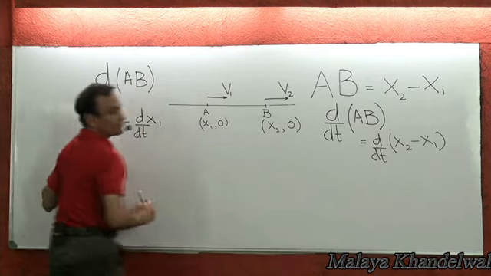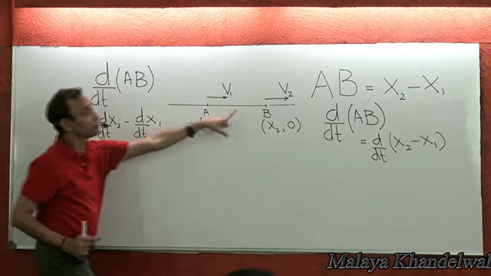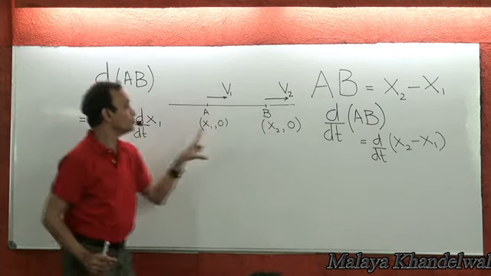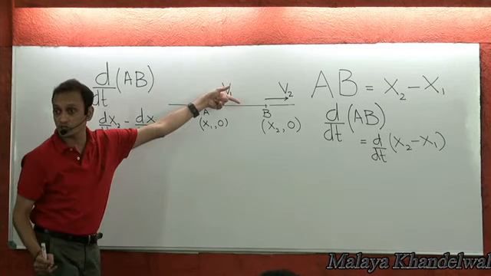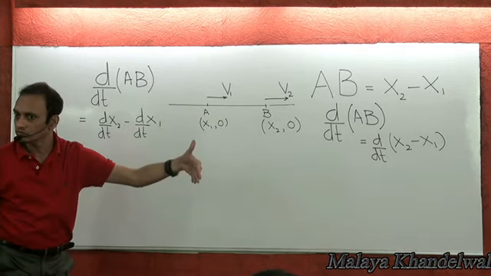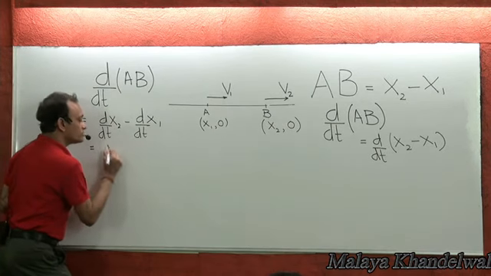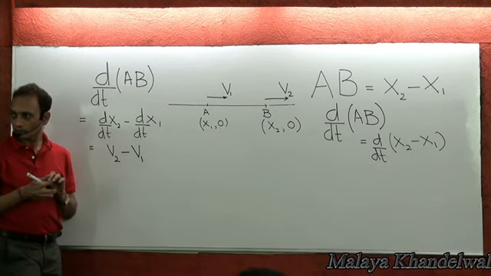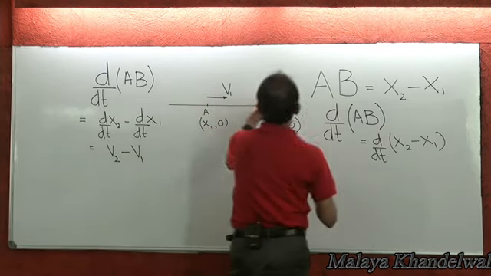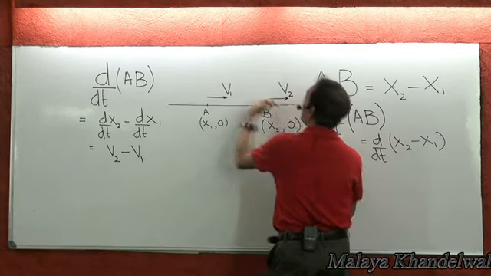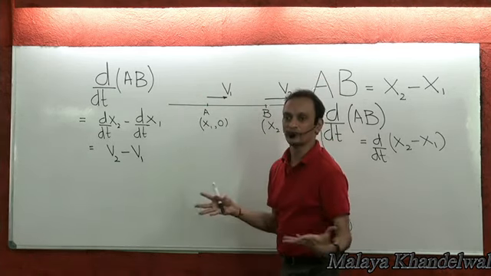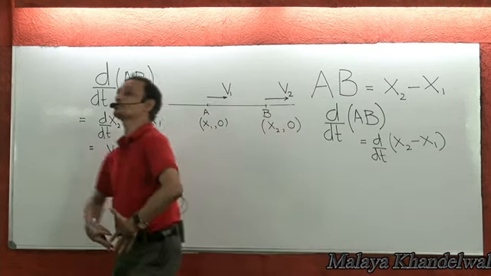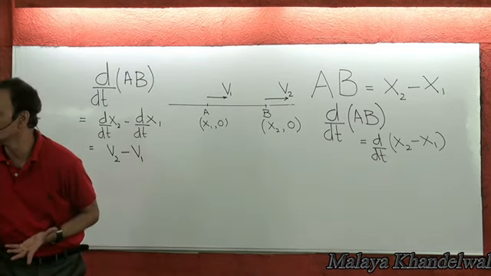But what is d/dt of x2? v2. Rate of change of x2 with time would give me the velocity of B along AB. That is v2. Rate of change of x1 with time would give me the velocity of A, v1. Yes or no? Right? So this is going to be v2 minus v1. Which is like rate of change of AB with time, velocity of B along AB minus velocity of A along AB. Velocity of B along AB minus velocity of A along AB is going to give me rate of change of AB with time. Yes or no? Right?